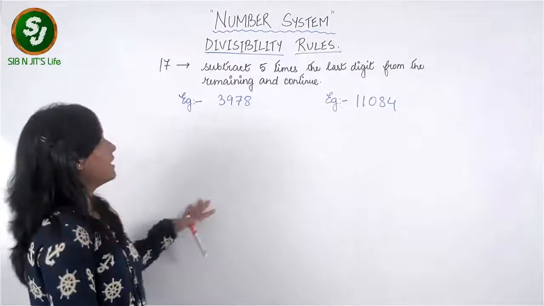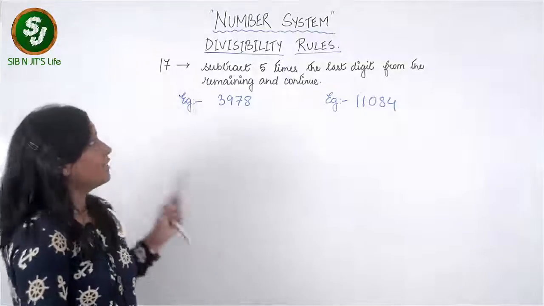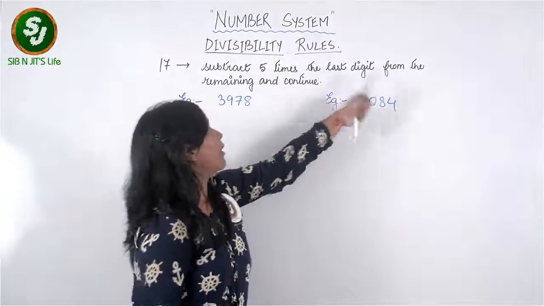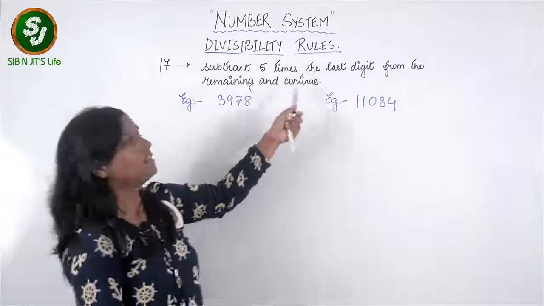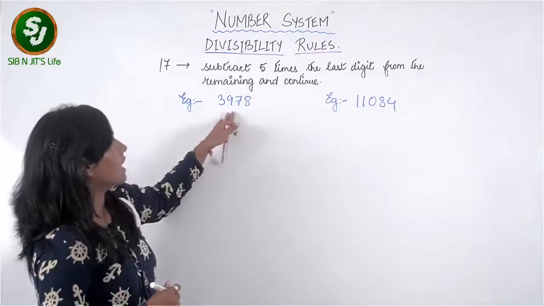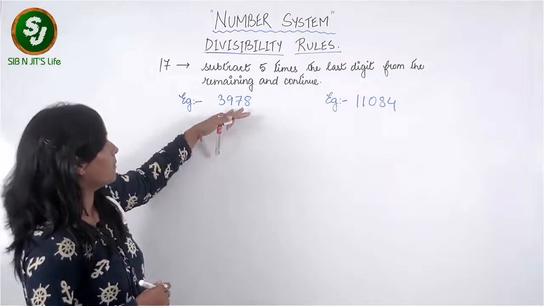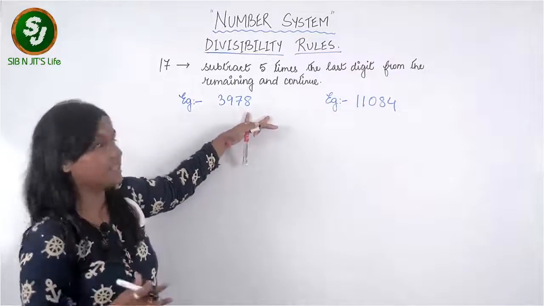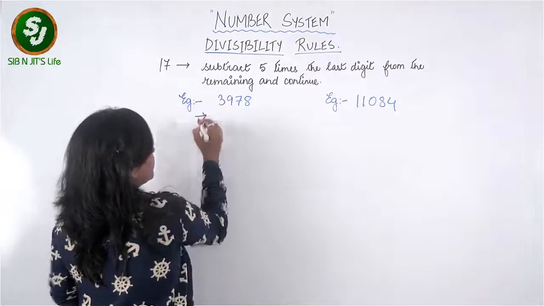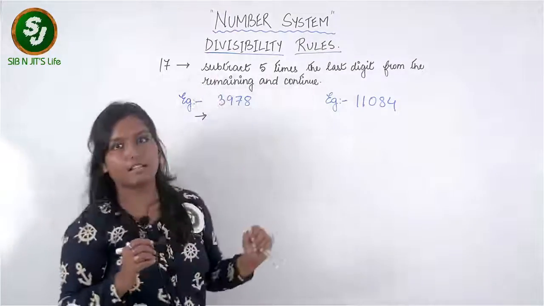Okay friends, now the next number is 17. The rule here is to subtract 5 times the last digit from the remaining digits and continue. Okay, so the example here is 3978. So we have to check the number 3978's divisibility by 17.